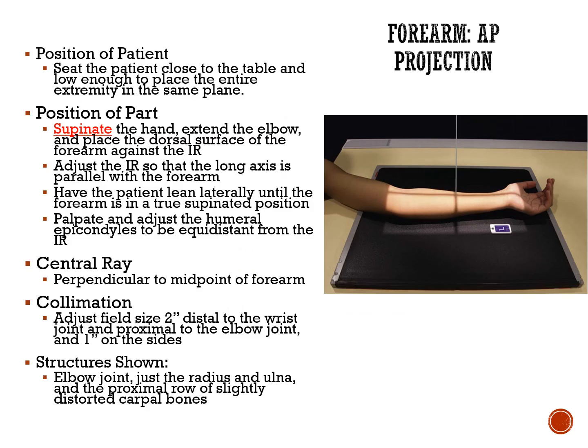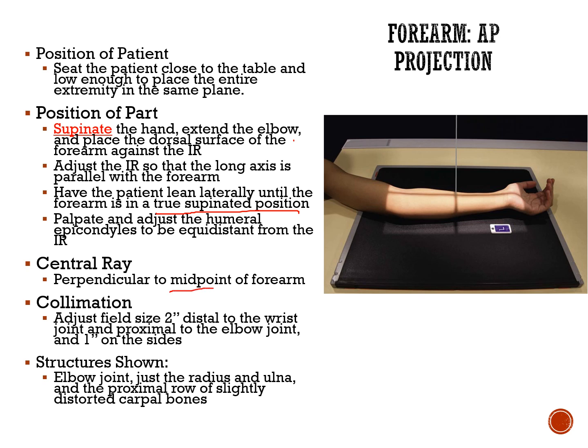So for the AP projection of the forearm, we're going to have the person in an anatomic position, which means we're going to supinate the hand, extend the elbow, place the dorsal surface of the forearm against the image receptor. We want the long axis of the image receptor parallel with the forearm, and we want them to lean laterally until the forearm is in a true supinated position. You want to palpate and adjust the humeral epicondyles to be equidistant from the image receptor because they should be parallel with the image receptor.